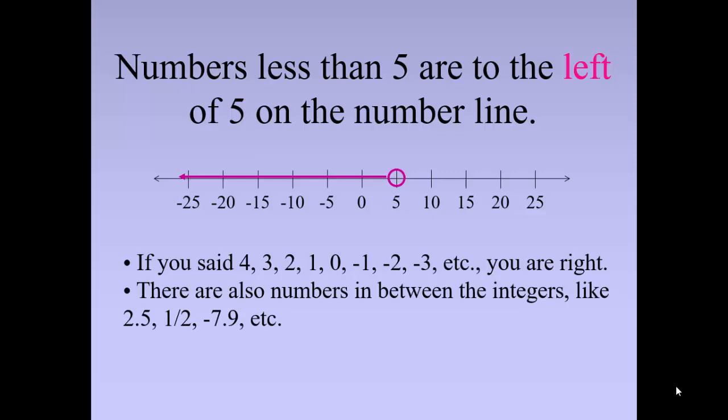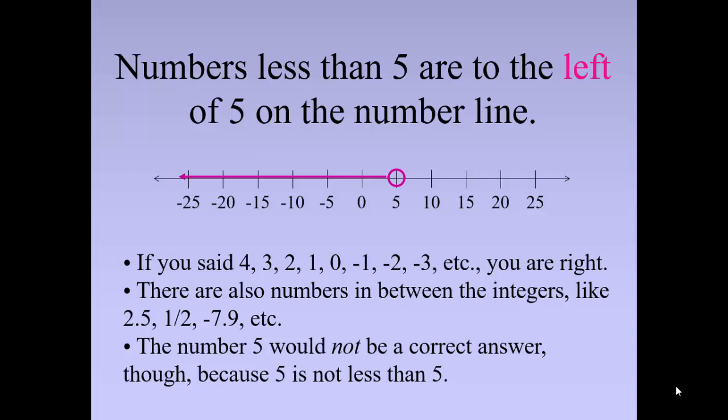We also have numbers in between integers that are called rational numbers, as we've learned throughout this year. These can be represented in decimal form or fraction form. So we have 2.5, 1/2, negative 7.9, etc. One of the very important things when we consider less than is that the number itself, 5 in this case, is not a correct answer because 5 is not less than 5.